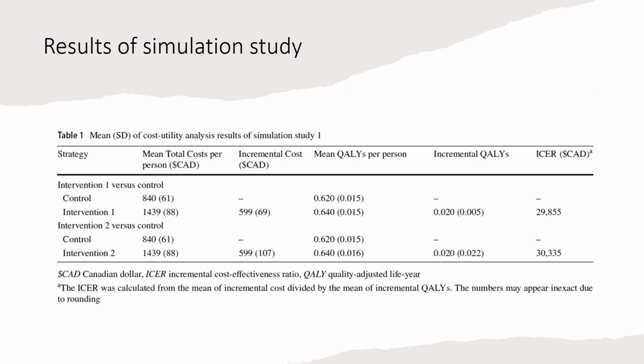We present results of the simulated cost-utility analysis in Table 1. Intervention 1 and 2 were associated with the same expected total estimates for costs and QALYs, while the incremental cost and incremental QALYs of intervention 1 or intervention 2 versus control were the same. The standard deviation of incremental QALYs for intervention 2 was 4 times higher than the standard deviation of incremental QALYs for intervention 1, 0.022 versus 0.005.